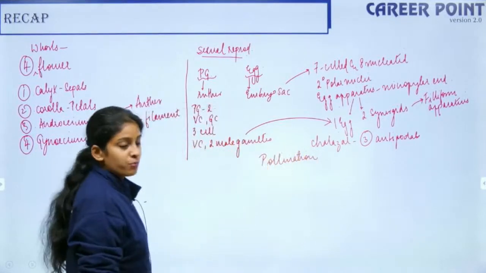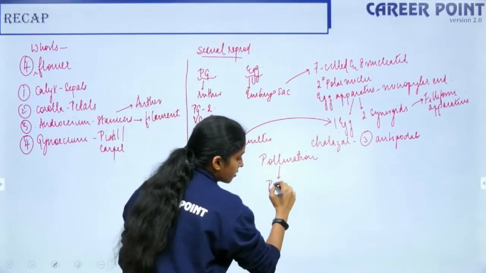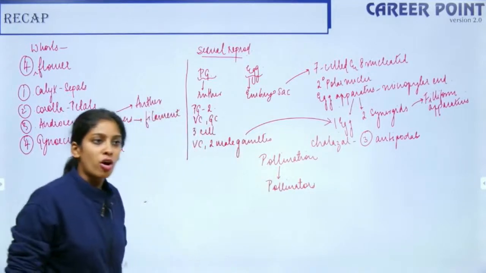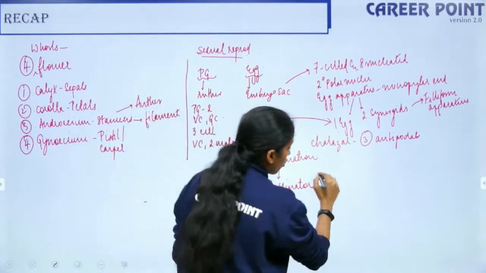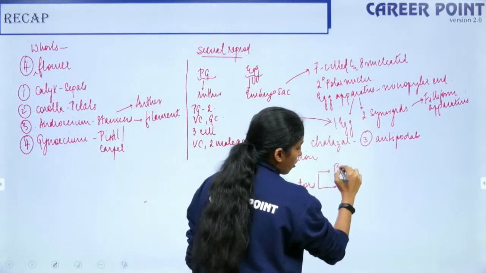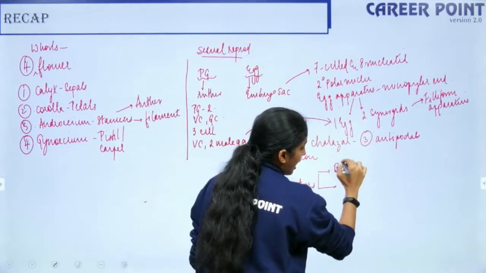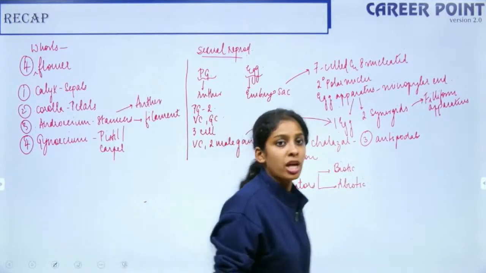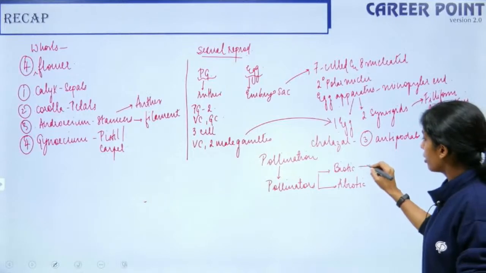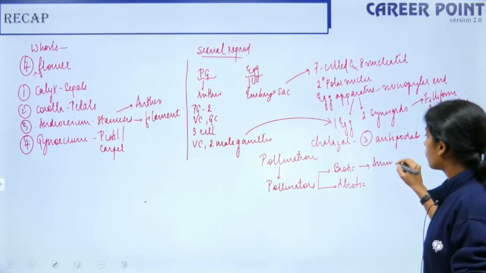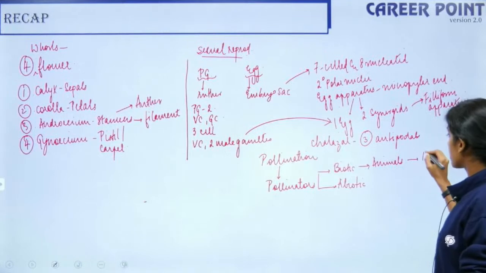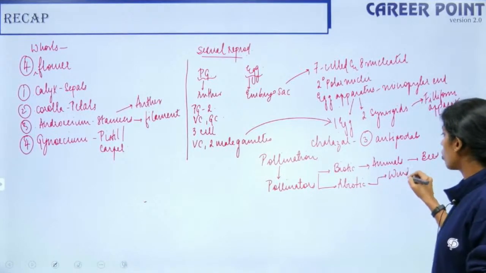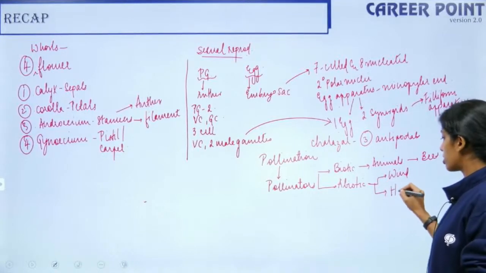For pollination we need pollinators. How many types of pollinators do we have? 2 types. What are they? The first one is biotic and the other one is abiotic. Biotic includes your animals, of which the majority are bees. Abiotic includes your wind, which is more common, and then you have water.